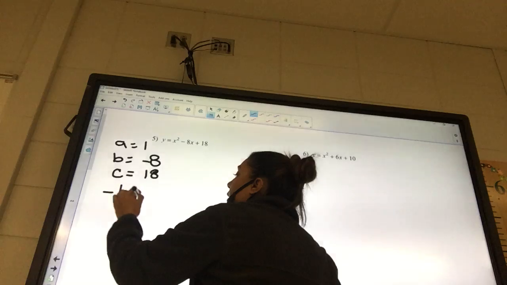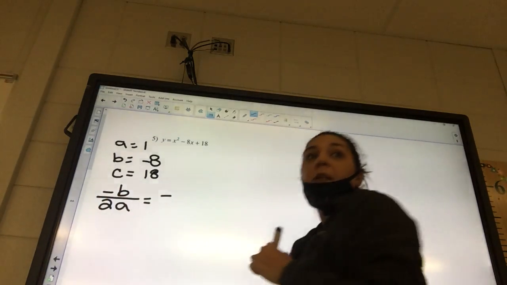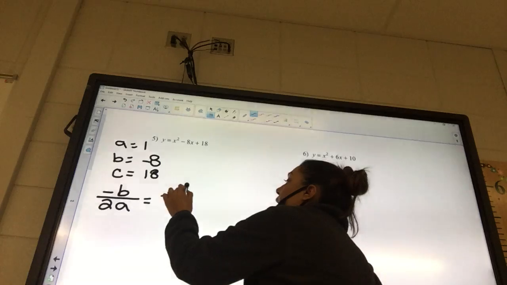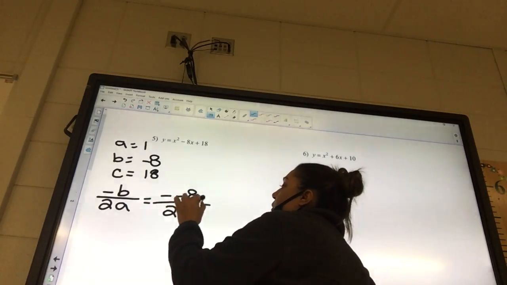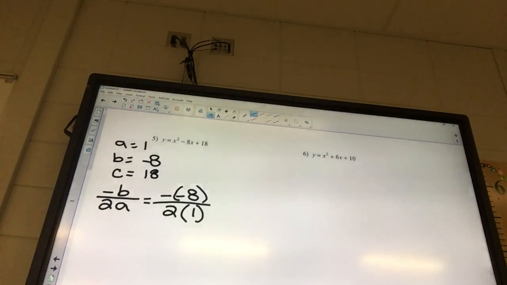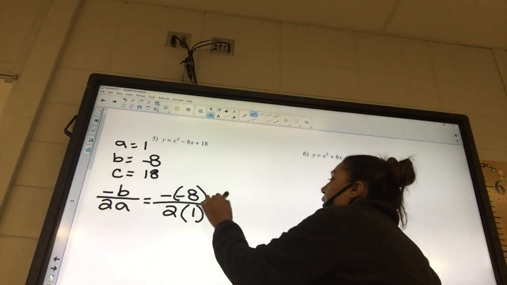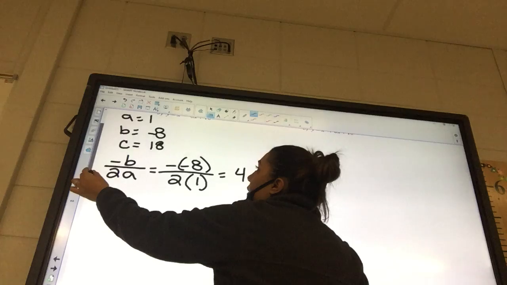Negative B over 2A. Would it be two negatives? So we got negative, and then what is B? -8. Over 2, and our A is 1. You get 4. Okay, what did you guys get? 4.